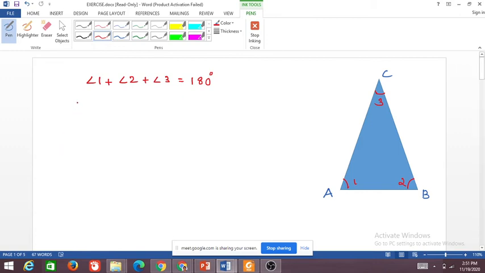Yes, ma'am. We state this as a theorem. The theorem is: the sum of interior angles of a triangle is 180 degrees. Now since this is a theorem, can you find a way to prove this theorem? Think of a way by the time I finish writing this. It's very simple.